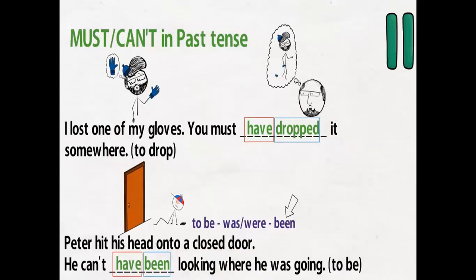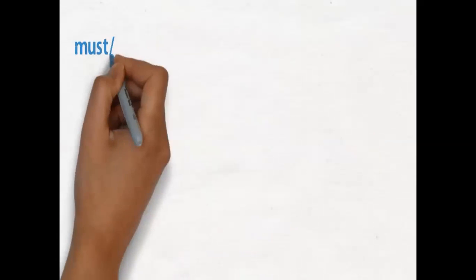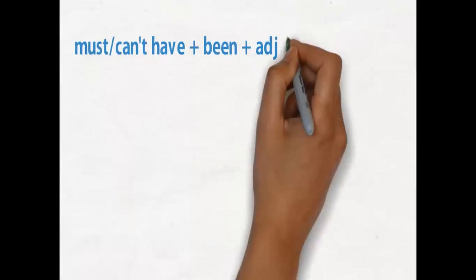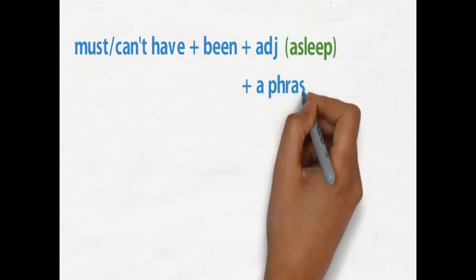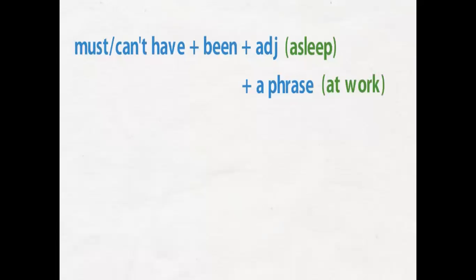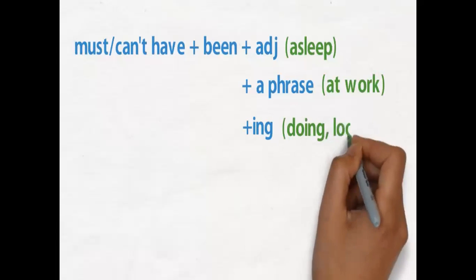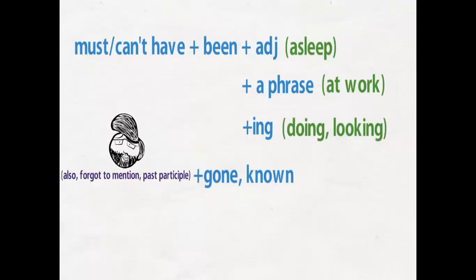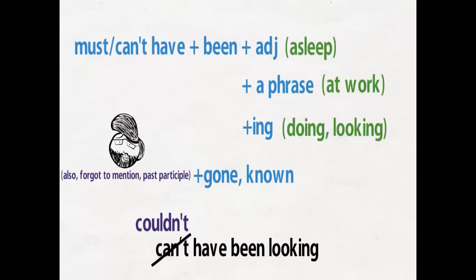Of course, these examples are not the only ways you can follow modal verbs can't and must. They can be followed by been plus an adjective like asleep, or a phrase at work, or been plus ing like doing or looking, etc. And if you think the second example with can have been looking was too awkward to say, you can always substitute can't with couldn't have. And there you go. Now you know some slightly more advanced ways of using can't and must.